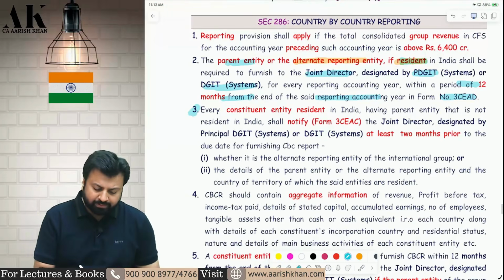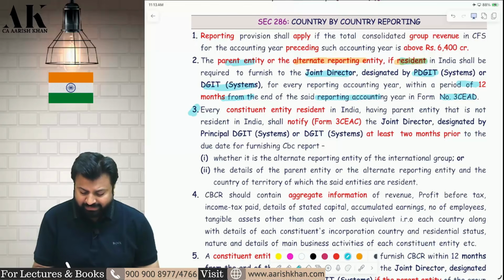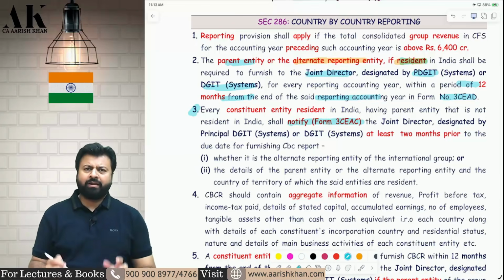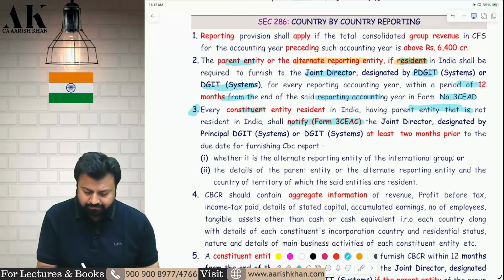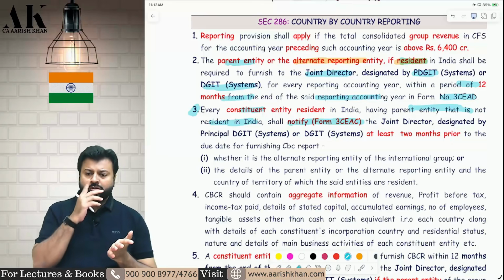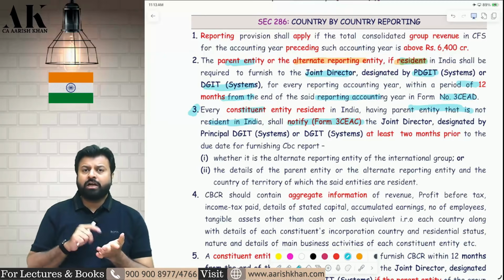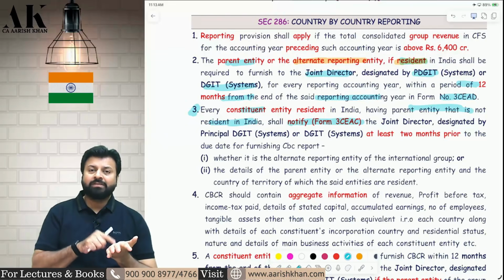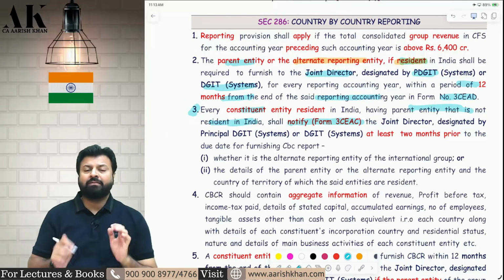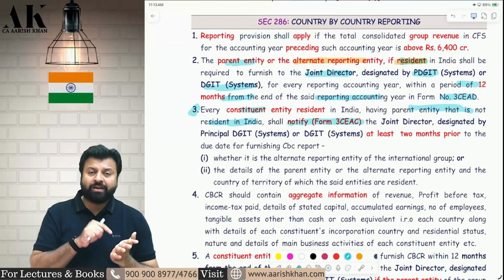Now, third point. In the third point, you are not supposed to file any CBCR. In the third point, you have to just notify the CBDT in Form 3CEAC. What do you have to notify? Every constituent entity in India whose parent is outside India. The third point is relevant to those constituent entities whose parent is resident outside India. So the third point is not for Reliance Industries, not for Tata. It's for Sony India, Samsung India, Apple India, Pepsi India, Coke India. It is for those companies whose parent is outside India but the constituent is resident in India.